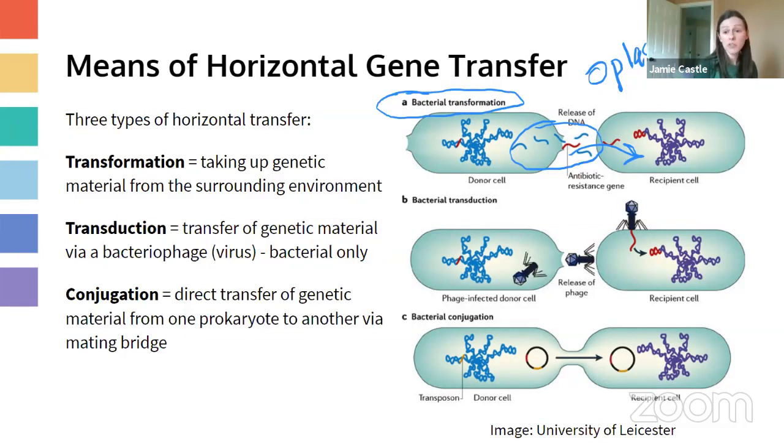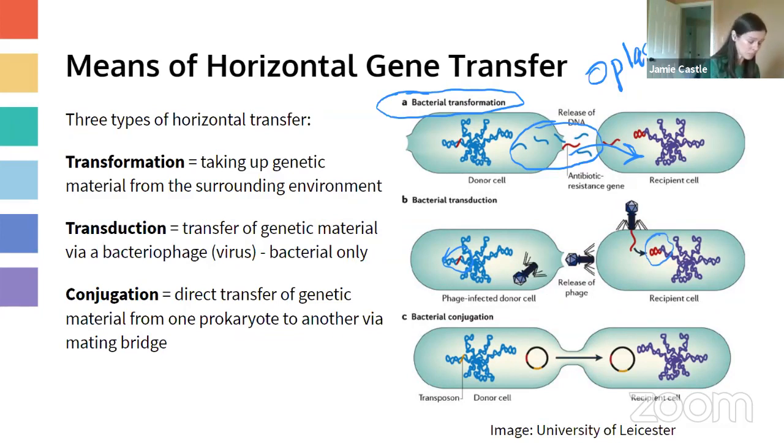Transduction is virus-facilitated gene transfer. So a virus, specifically a bacteriophage, will infect a host cell. In addition to adding some of its own DNA to the cell, it may pick up some of the genome of the host cell. And then when more viruses are made and they move on to infect other host cells, they will add not only the viral genome, the DNA or RNA, but also the piece of the host cell's genome from the previous host, and that adds to genetic diversity.